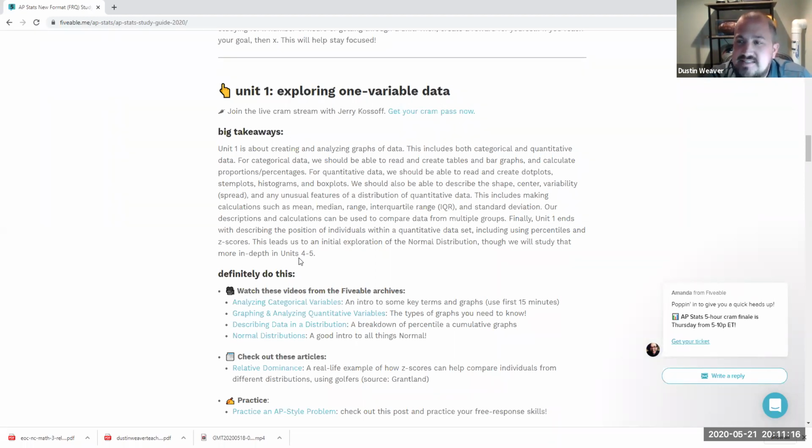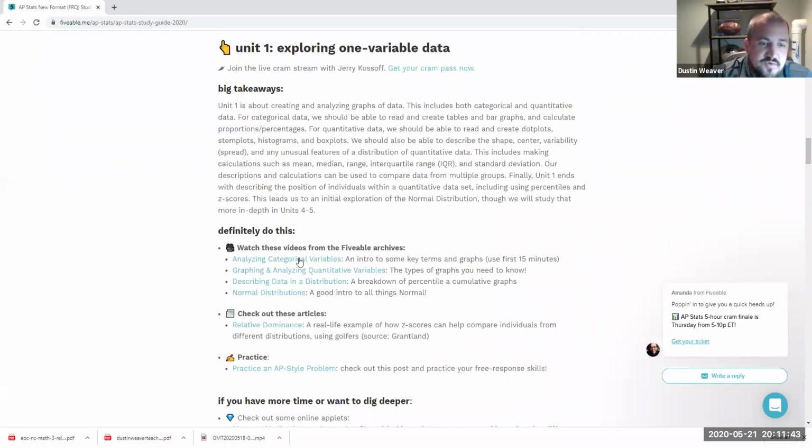We also talk about percentiles. Remember, a percentile is the percent that you are above. So if you're at the 90th percentile, that means you scored higher than 90% of students. A z-score, remember, a formula for a z-score is x minus the mean divided by the standard deviation. And that is basically all for normal distribution in Unit 1.